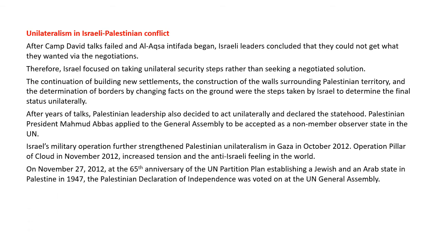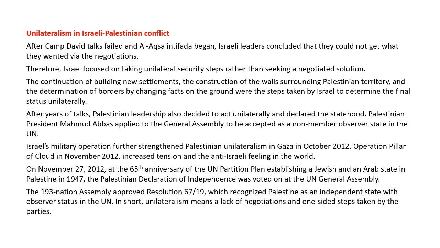On November 27, 2012, at the 65th anniversary of the UN partition plan establishing a Jewish and an Arab state in Palestine in 1947, the Palestinian Declaration of Independence was voted on at the UN General Assembly. The 193-nation Assembly approved Resolution 67/19, which recognized Palestine as an independent state with observer status in the UN. In short, unilateralism means a lack of negotiations and one-sided steps taken by the parties.